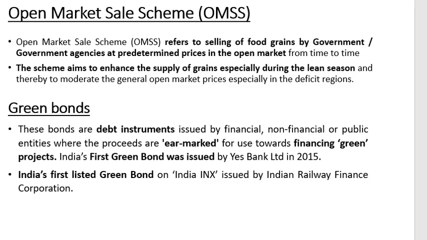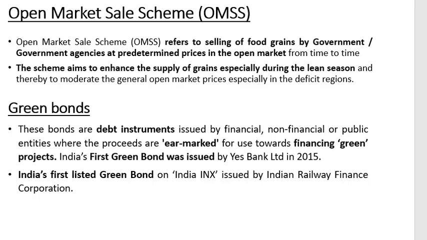Next economic term is open market sales scheme. The open market sales scheme refers to selling of food grains by government or government agencies at predetermined prices in the open market. The scheme aims to enhance the supply of grains, especially during the lean season, and thereby to moderate the general open market prices, especially in the deficit regions.